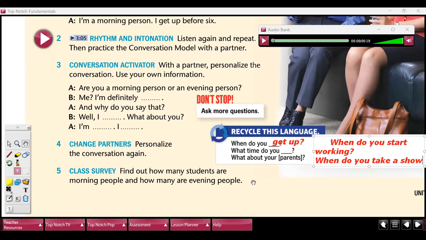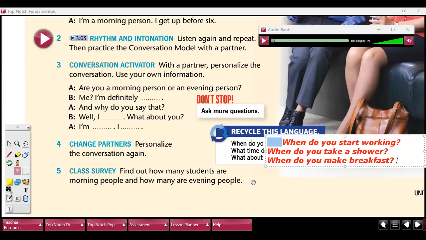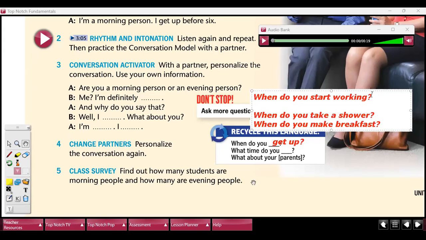Okay. So which could be another question? When do you cook or make breakfast? Podrían ser algunas de las ideas que pueden utilizar ustedes. ¿Cómo contestamos estas preguntas? When do you start working? I start working, miren, utilizamos sujeto, luego el verbo. I start working at, ubicamos el at y mencionamos el tiempo en específico.